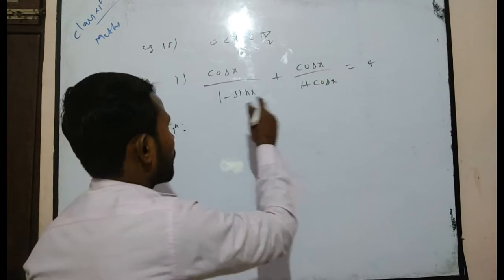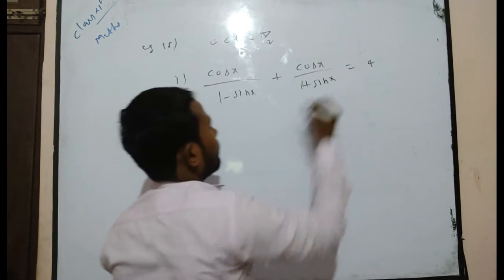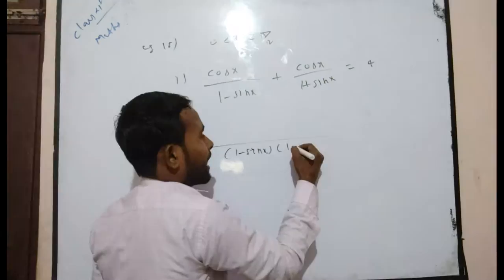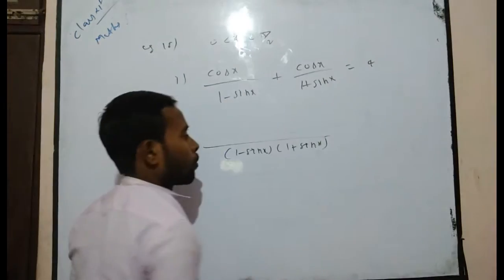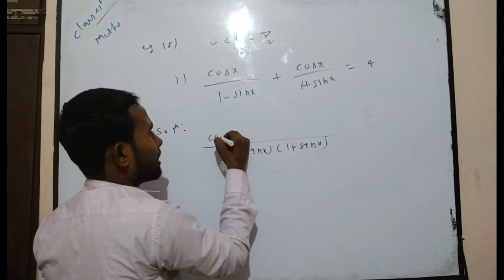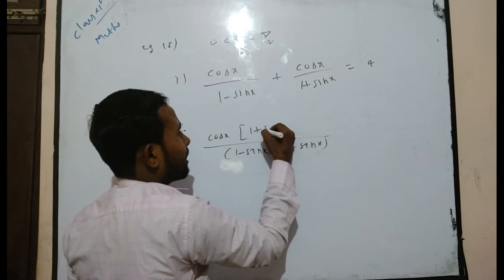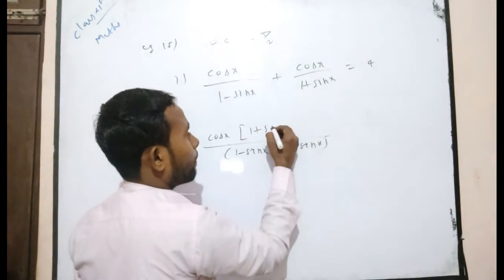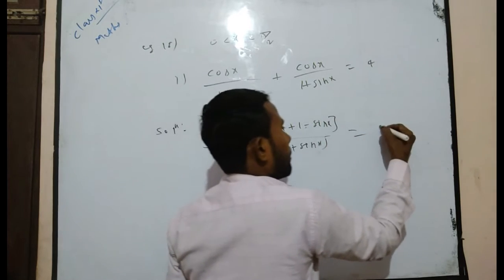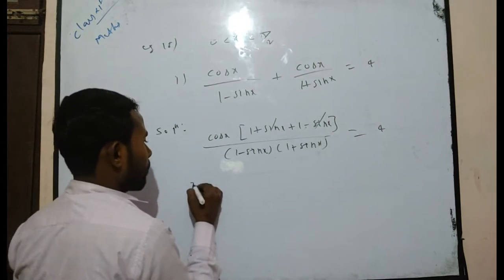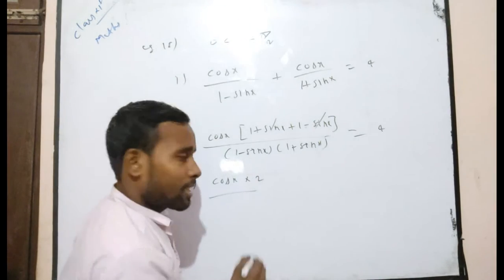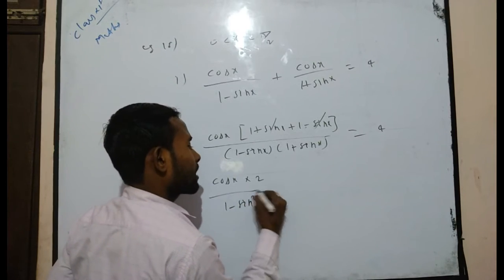First of all, sorry, here it is sin x. Now, first of all, you have to take its LCM. You get 1 minus sin x into 1 plus sin x. After it, you can multiply. You get cos x times (1 plus sin x plus 1 minus sin x). Removing sin x and sin x, you simply get cos x into 2 divided by, as you know that 1 plus sin x into 1 minus sin x is equal to 1 minus sin square x, so you can write it as 1 minus sin square x, which is equal to 4.